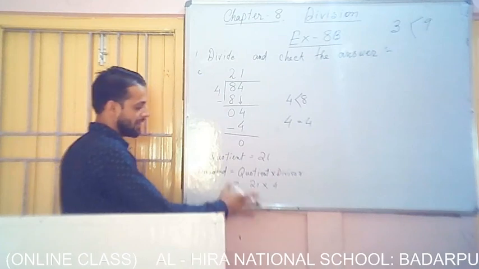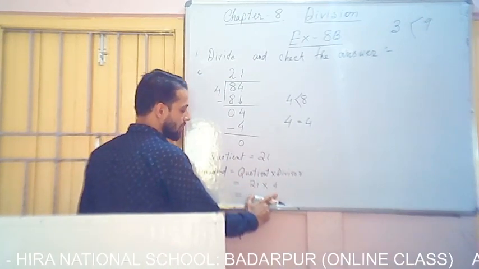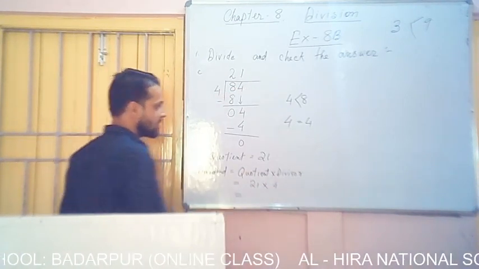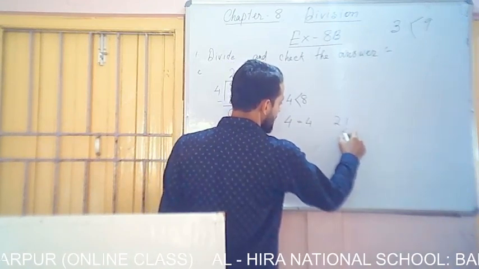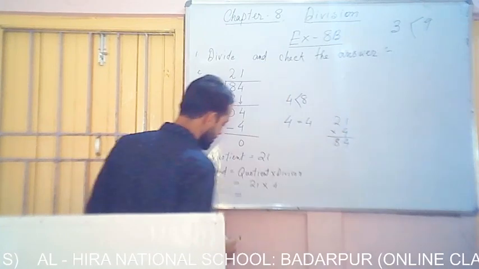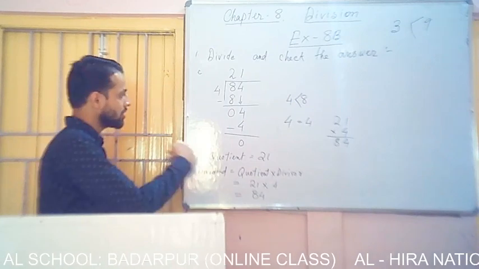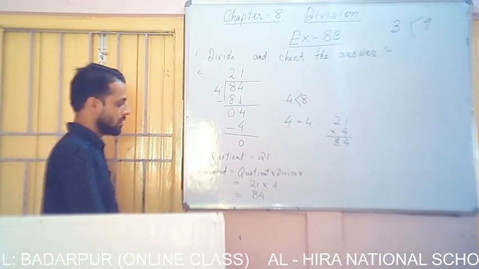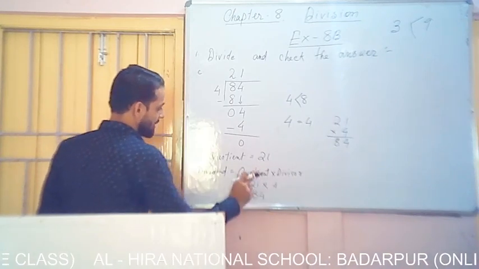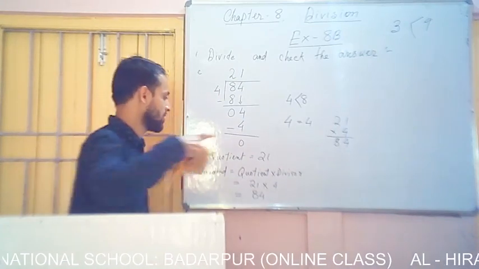Now we have to multiply 21 and 4. After multiplying the quotient and divisor, if the result is 84 which is equal to the dividend, then the answer is correct. 21 multiplied by 4. So 4 ones are 4. 4 twos are 8. That is 84. That is, the dividend is 84, and the result of the multiplication of quotient into divisor is equal to 84. That is why the answer is correct.